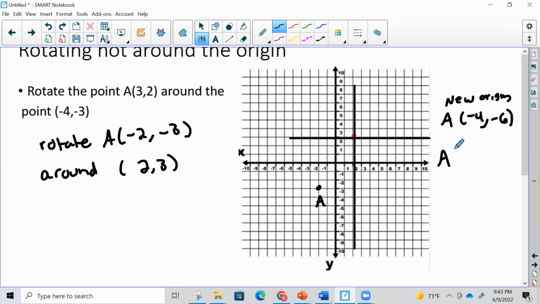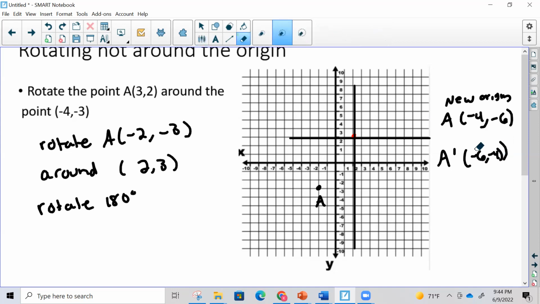I'm going to rotate it using the rules. So let's say rotate 180 degrees. Technically it's counterclockwise, but it doesn't matter for 180. When I rotate 180, I just flip the coordinates, so it'd be -6, -4. And they also change signs. Sorry, the coordinates stay the same. They just switch signs when it's 180. So it'd be 4, 6.